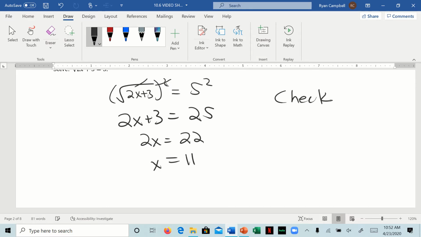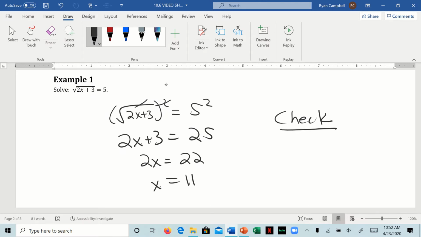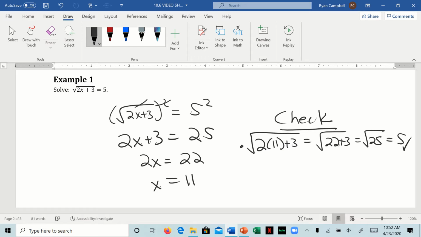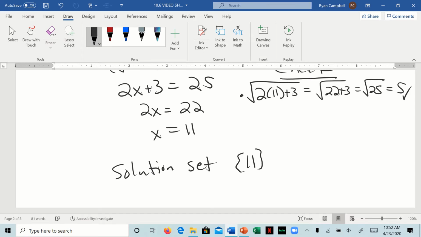But we do have to check ourselves, right? We have to make sure that underneath this radical is not a negative number. Well, actually, we just need to check the whole thing. So 2 times 11 plus 3. So 2 times 11 is 22. 22 plus 3 is 25. The square root of 25 is 5. All right. So our solution set is going to be 11.